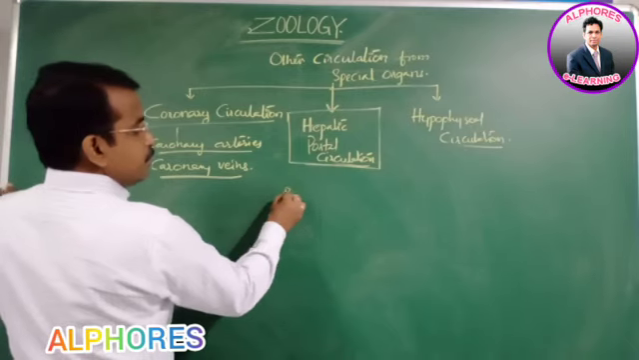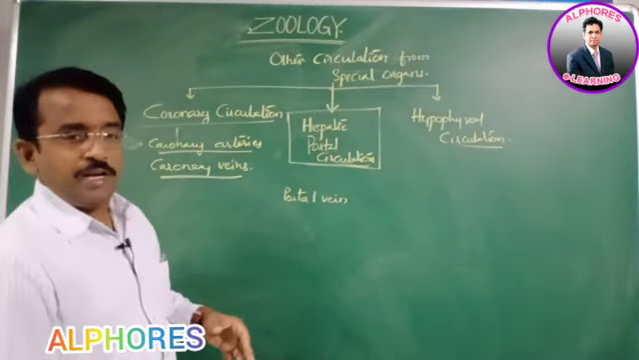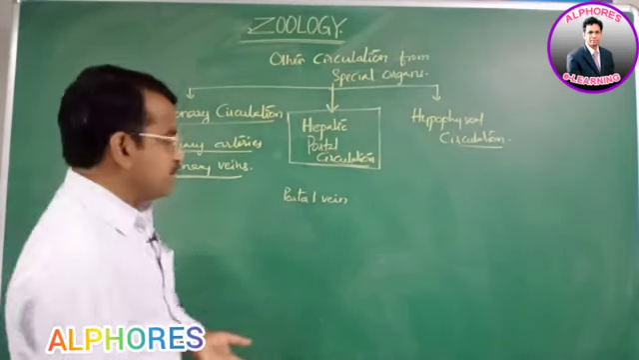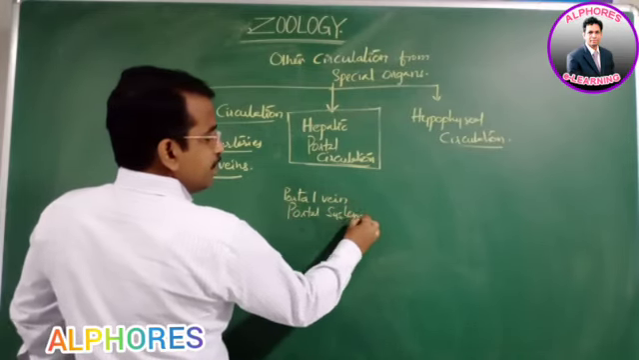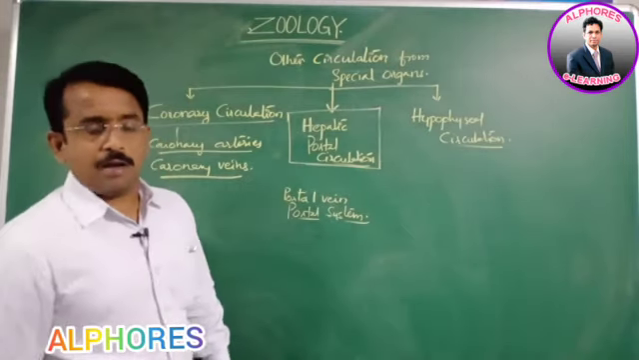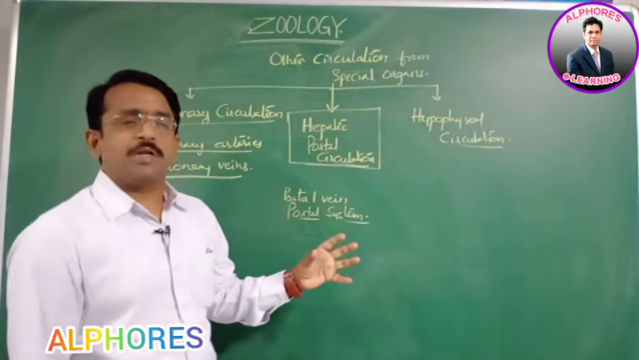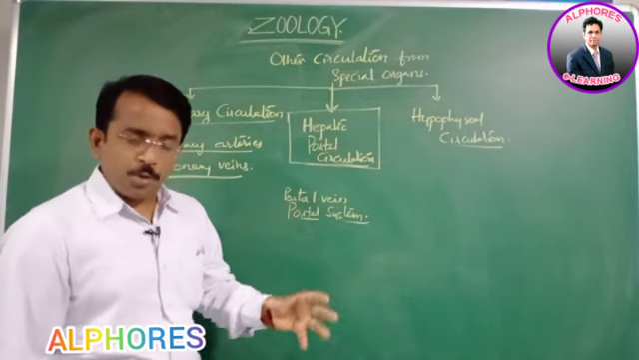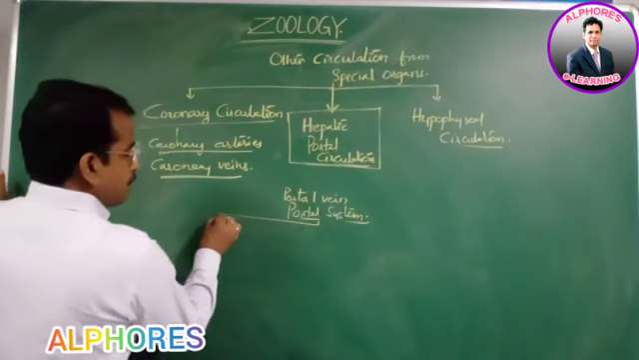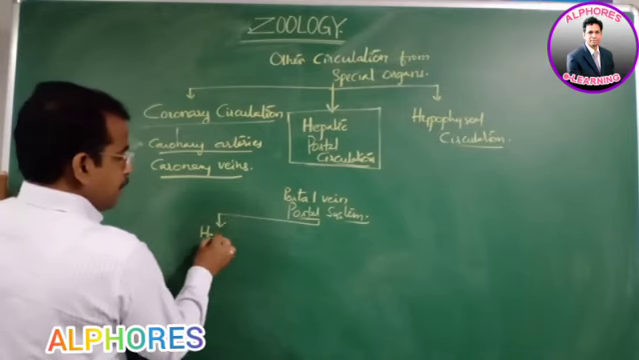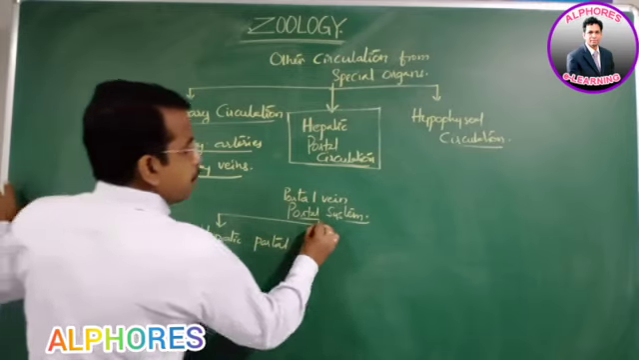There are two types of portal veins we discuss. The system that has the portal vein is the portal system, which means in a portal system the vein starts with blood capillaries in one organ and ends with blood capillaries in another organ. So that is a portal vein. Such portal systems are of two types: hepatic portal system and renal portal system.